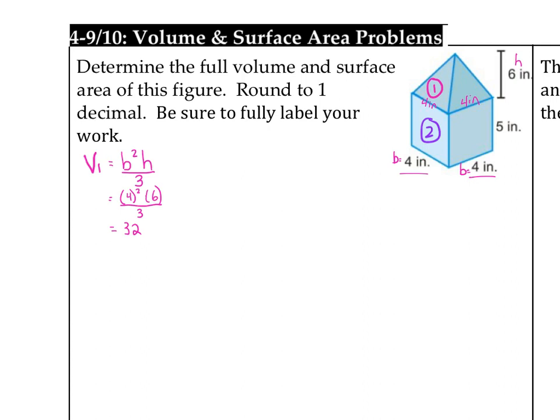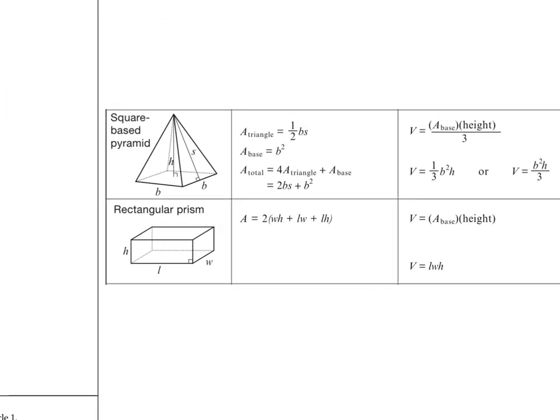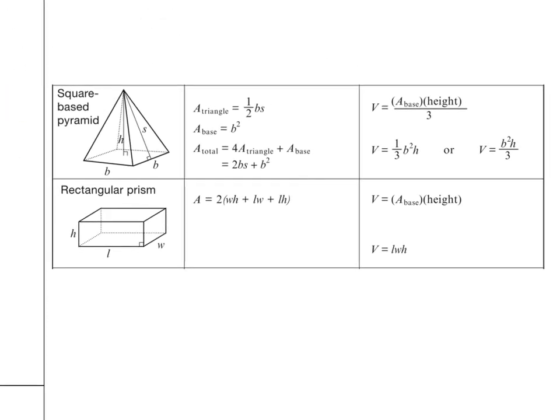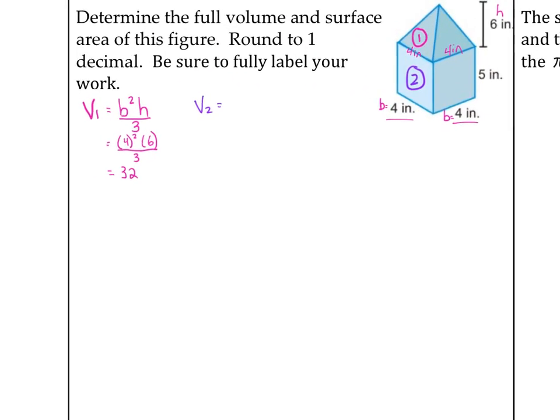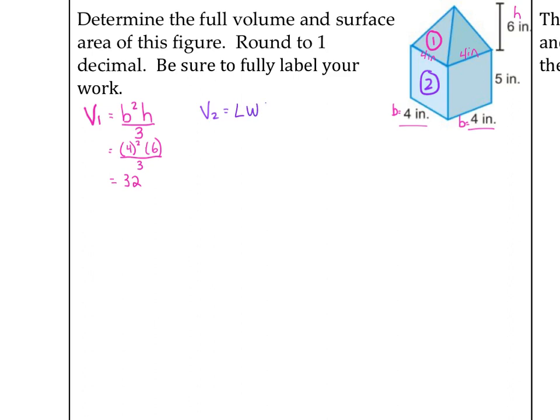Now, the volume of shape 2. That is a square-based prism, which is a type of rectangular prism, and the formula would be length times width times height. Here the length is 4, the width is 4, and the height is 5. So it's 4 times 4, which is the width, times 5, which is the height, and that works out to 80.